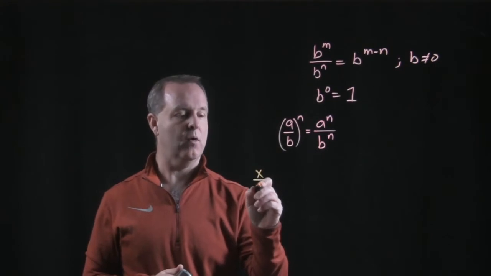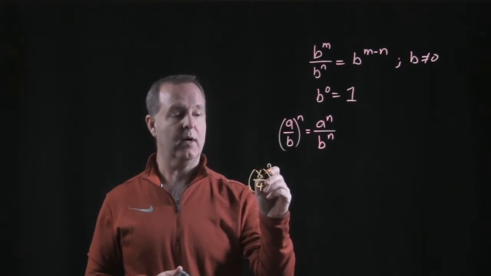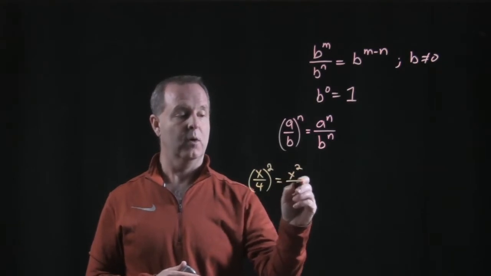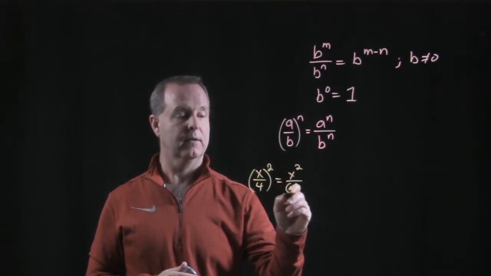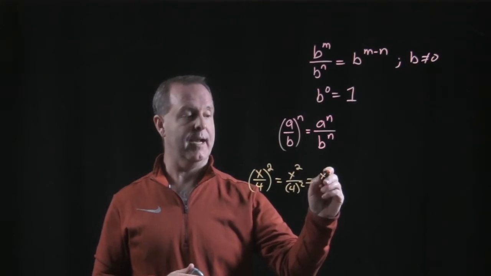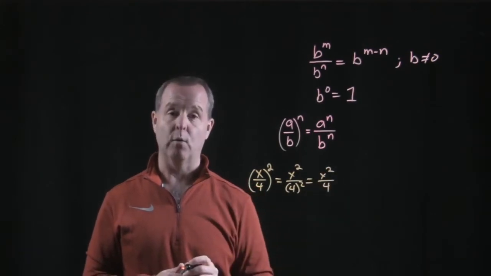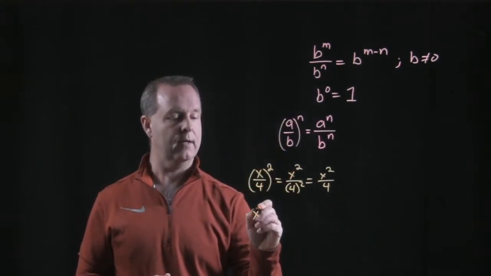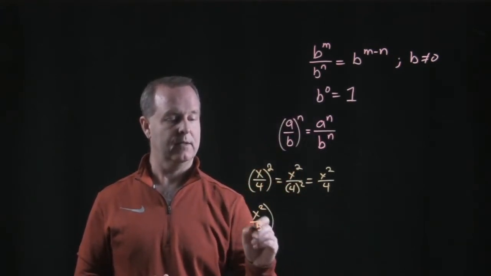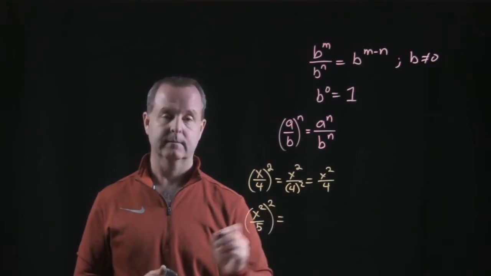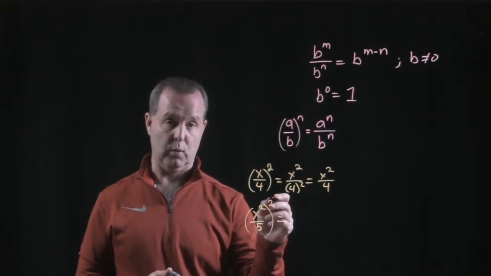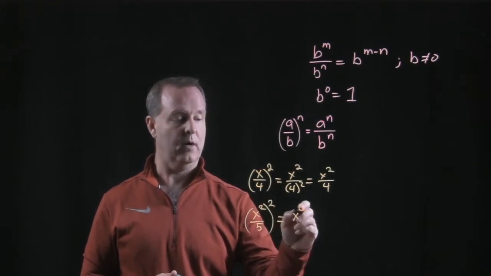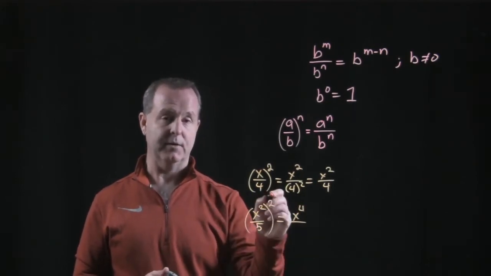So let's have x over 4, and I'm squaring the entire term. Well, this says I can rewrite it as x squared over the denominator squared, which produces x squared over 4. Another look at it. Let's look at x squared divided by 5, all of that squared. So the numerator squared, so that becomes x squared to the squared, which is x to the 4th, divided by 5 to the squared.